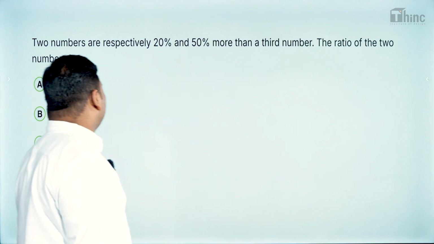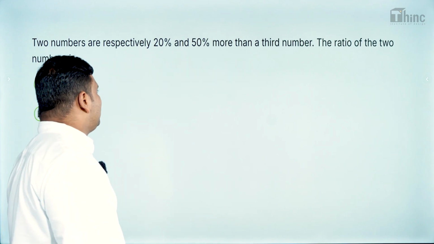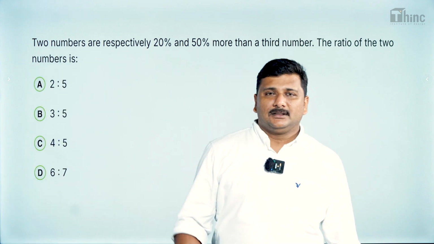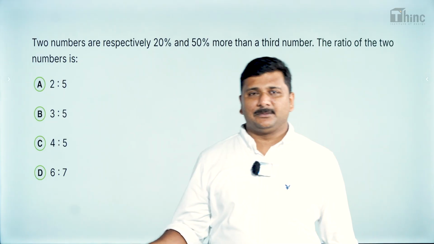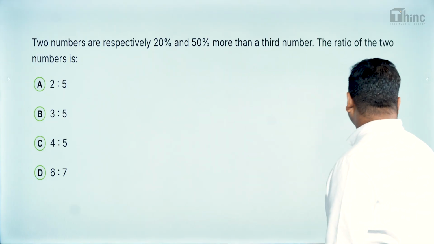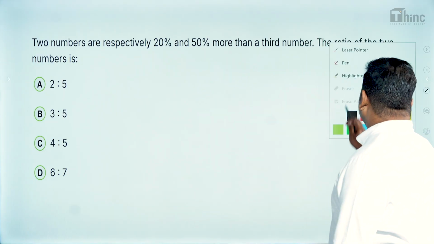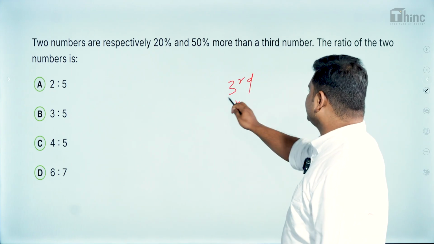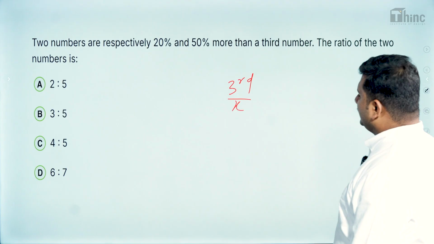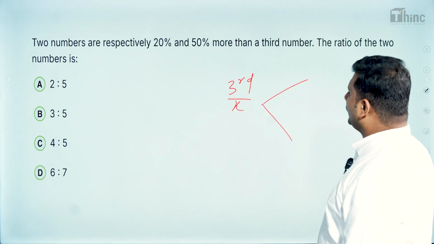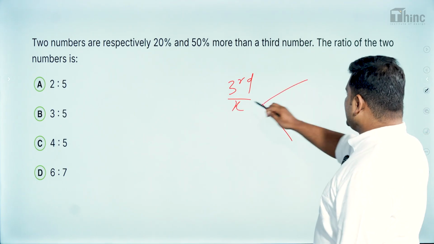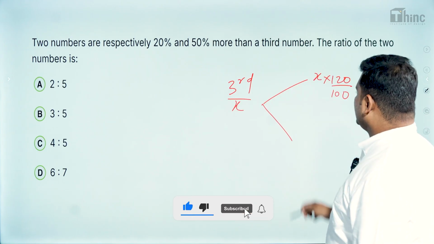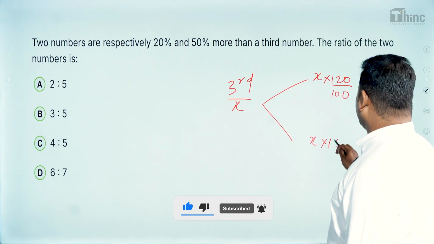So what is this question saying? Two numbers are respectively 20% and 50% more than the third number. So there are two numbers and each of these numbers are 20% and 50% more than the third number. So let's say the third number is x. So one number is 20% more than x, which is x into 120 by 100. And the other number is x into 150 by 100, right?